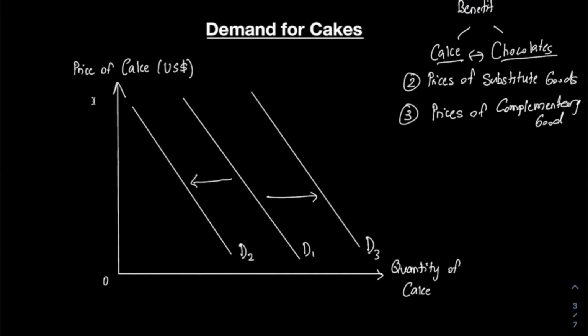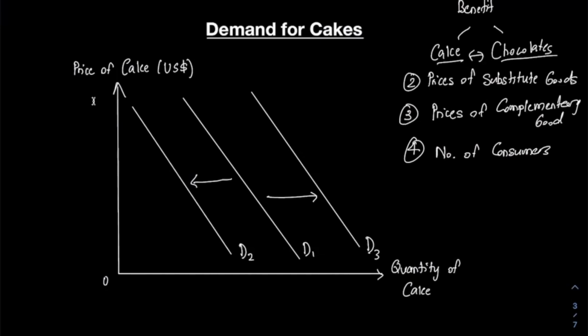So that is the idea here. Next, let's move on to the fourth non-price determinant, which is the number of consumers. This is quite simple. So for example, maybe 50 years ago, cake wasn't really a very big thing. And today, cake is more popular than it was back then. So the market size of cake, the number of consumers who want to buy cake increases, right?